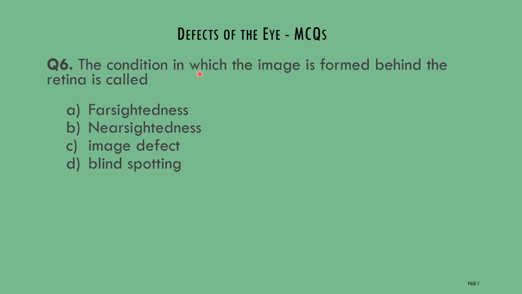6.1. The condition in which the image is formed behind the retina. Already we discussed this question, but here the options are different. You will get confused between the options. That's why I am discussing the same question once again.